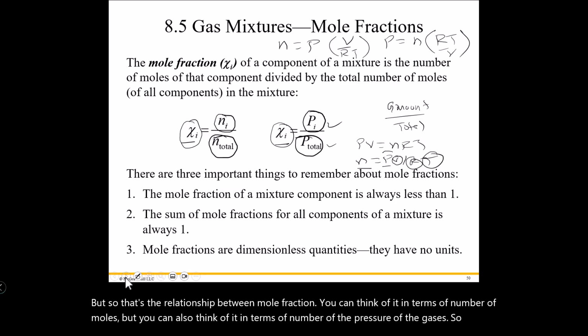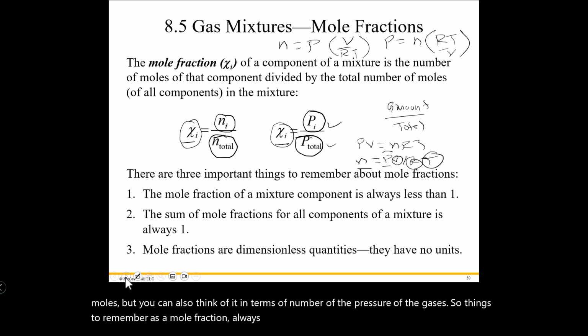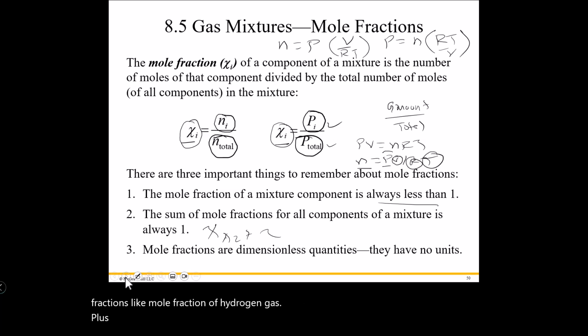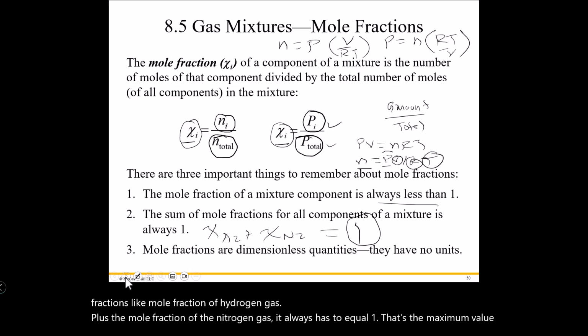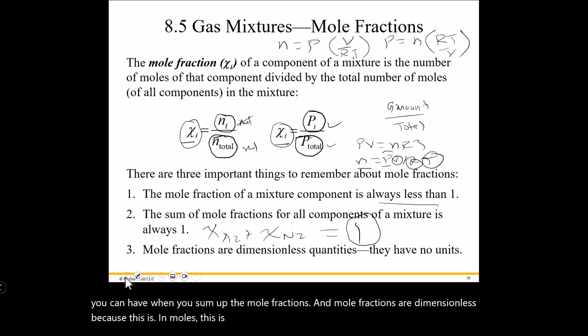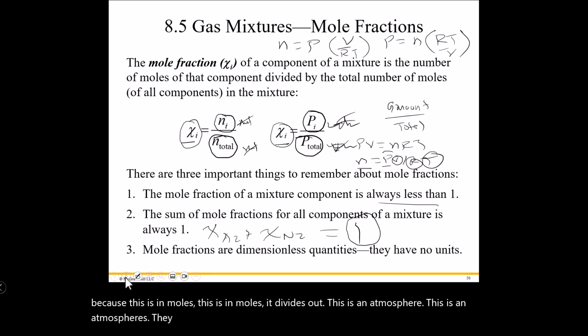So things to remember: the mole fraction of any individual component is always less than 1. When you add up all the mole fractions, like the mole fraction of hydrogen gas plus the mole fraction of the nitrogen gas, it always has to equal 1. That's the maximum value you can have when you sum up the mole fractions. And mole fractions are dimensionless because this is in moles, this is in moles, it divides out. This is in atmospheres, this is in atmospheres, they divide out, so mole fractions are dimensionless.